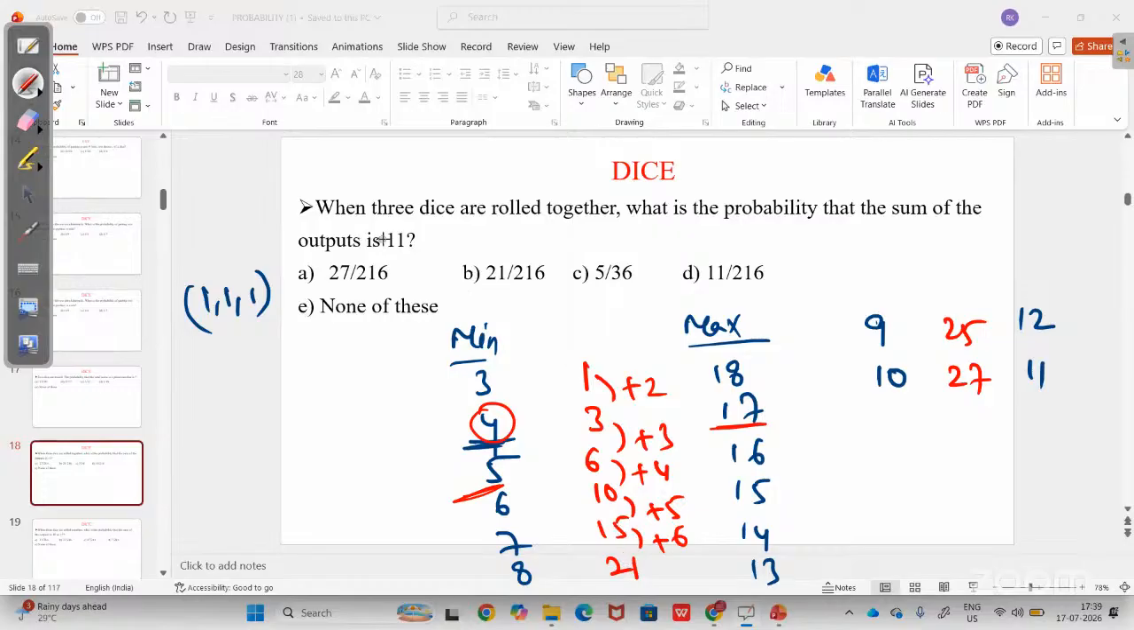When 3 dice are rolled, what is the probability of sum equal to 11? So for sum equal to 11, what are the possible cases? 27 out of 216.